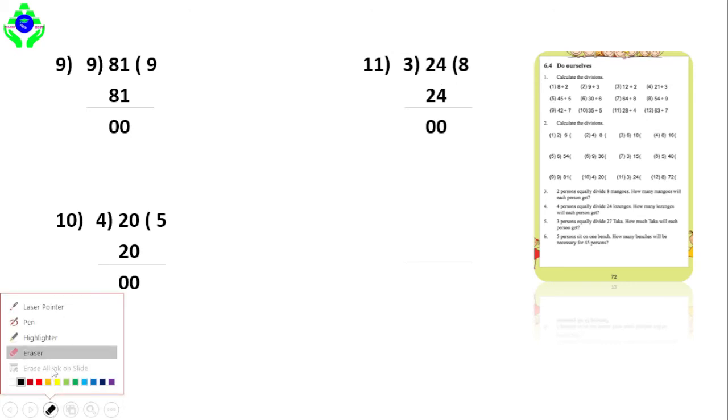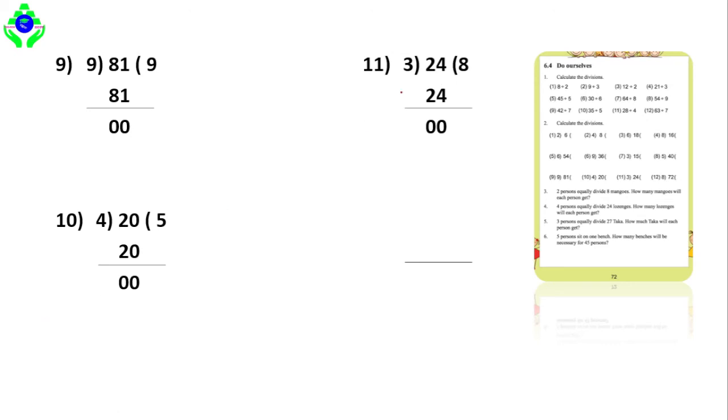So first of all, you should understand that if we multiply this 3 with 8, the result will be 24. After that, 4 minus 4 is equal 0. Then 2 minus 2 is equal also a 0. So the answer of this question will be 8. And that's why we write an 8 here. And it's the solution of question number 11.